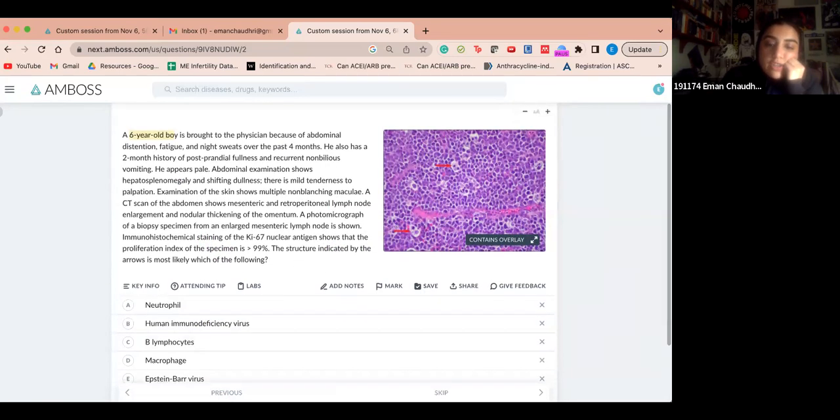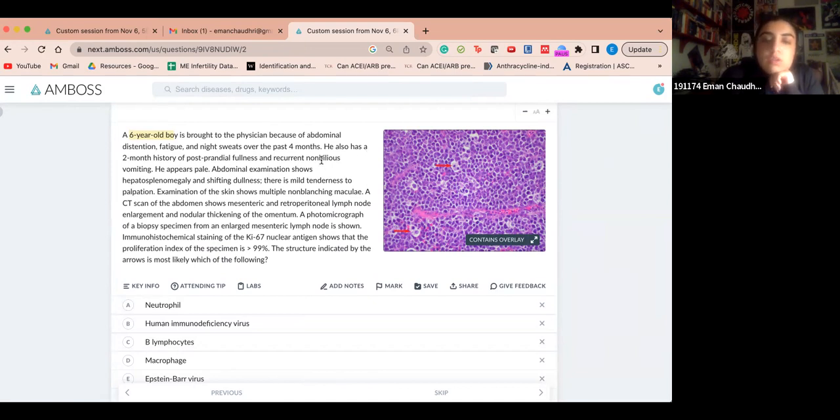Now let's look at the age of the patient. 6-year-old boy, he's very young. Abdominal distension, fatigue, night sweats, and weight loss, typically. These are what are known as B symptoms or your constitutional symptoms, right? So this is definitely a malignancy. You guys know from this review session, it's going to be a malignancy in the question right now, right?